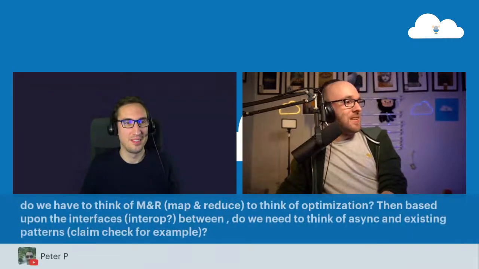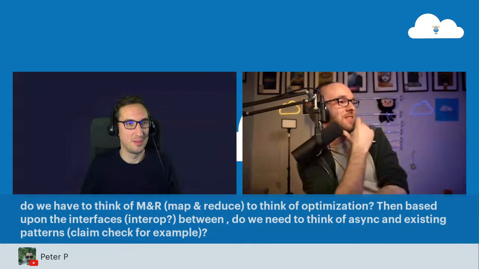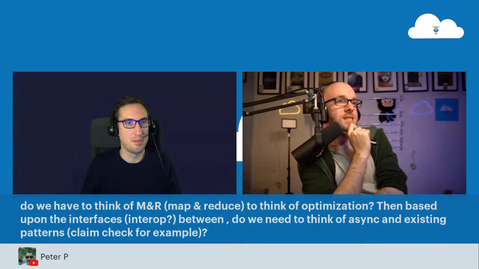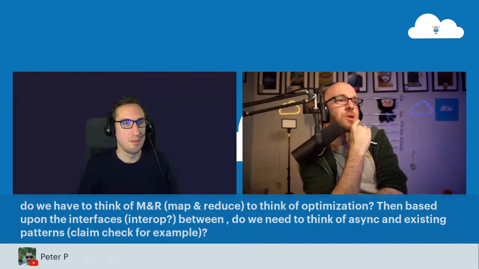But we've got another question, just before we start wrapping up, from Peter Piper. Do we have to think of map and reduce to think of optimization? And based upon the interface interop, do we need to think of async and existing patterns, claim check, for example? So I guess what Peter's asking is effectively the types of patterns that we'd see in some of those implementations, and that we may see in our current forms of programming, perhaps.